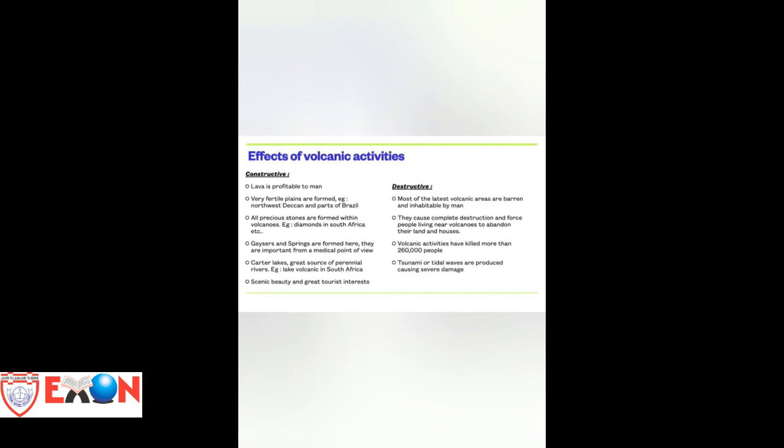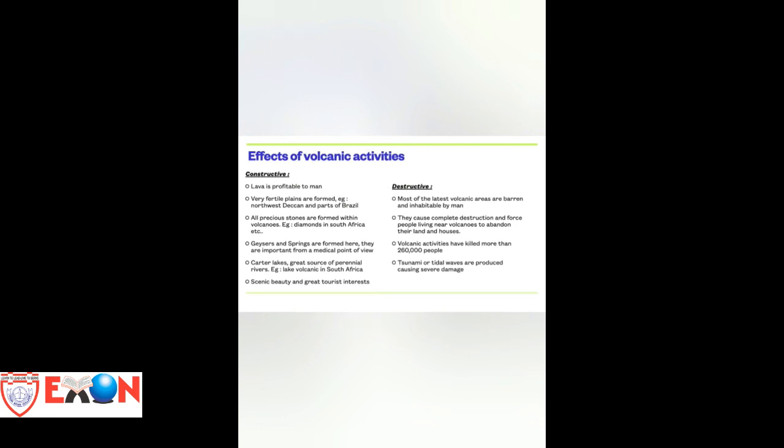Now we go to the effects of volcanic activities. Now there are two kinds of effects. One is constructive and the other one is destructive. Lava is profitable to man. Volcanic eruptions deposit lava and ash, which break down due to denudation to provide valuable nutrients for the soil. The soil thus formed is fertile and good for agriculture. That's why, children, it is profitable to man.